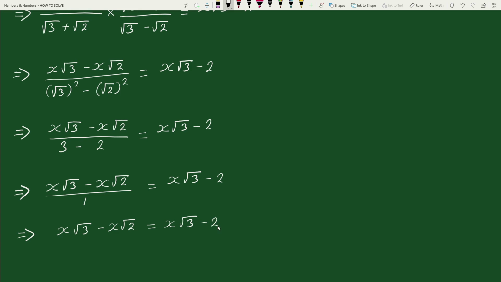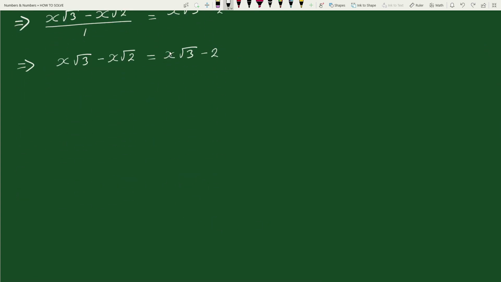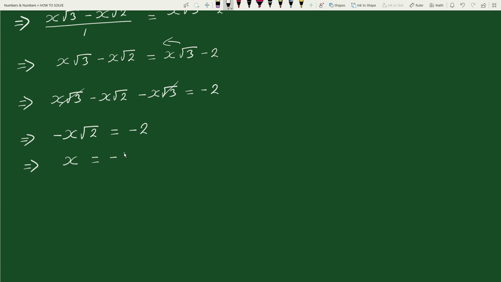This equals x square root of 3 minus x square root of 2 equals x square root of 3 minus 2. Now transposing x square root of 3 to left hand side, we can write this as x square root of 3 minus x square root of 2 minus x square root of 3 equals minus 2. Here x square root of 3 will be subtracted by x square root of 3. This equals minus x square root of 2 equals minus 2. This equals x equals minus 2 by minus square root of 2 equals 2 by square root of 2.